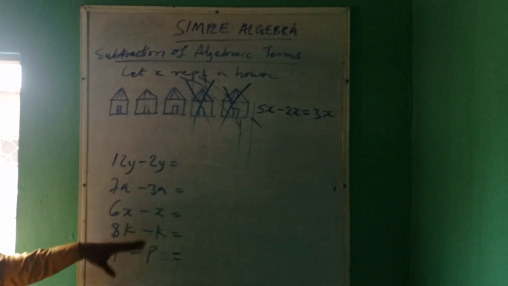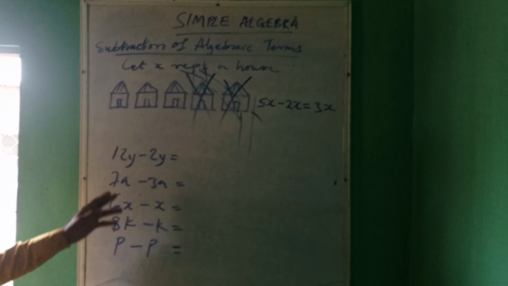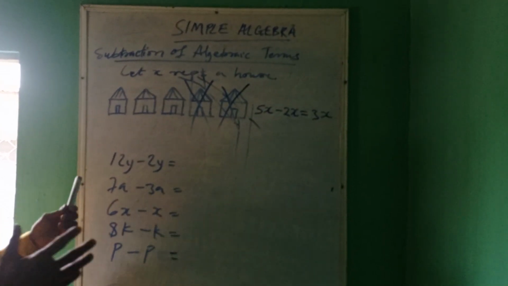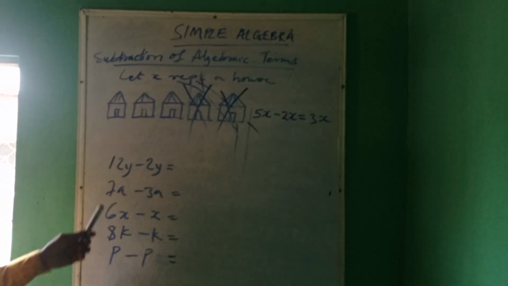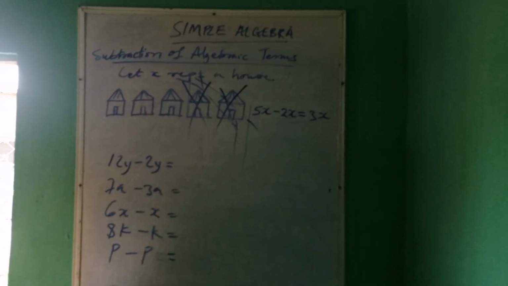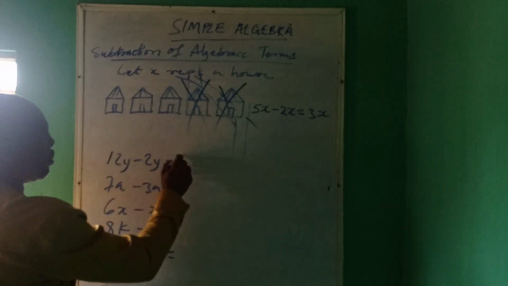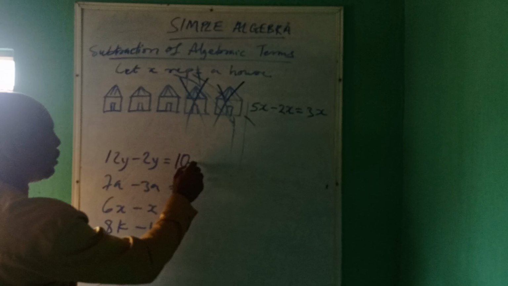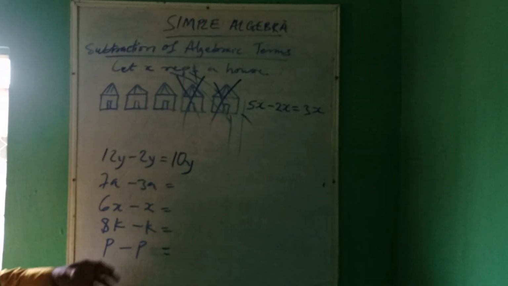We have some examples of subtraction of algebraic terms here, like 12y minus 2y. Just see yourself like y represents girls. 12 girls minus 2 girls. What are you going to have? 10 girls. But since y represents girls, you have 10y. So that is the same thing we are going to do.